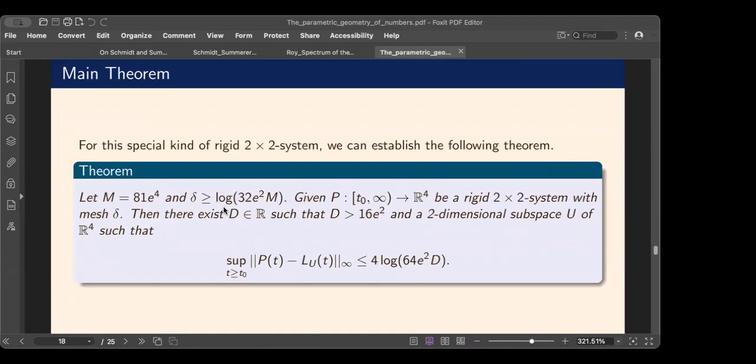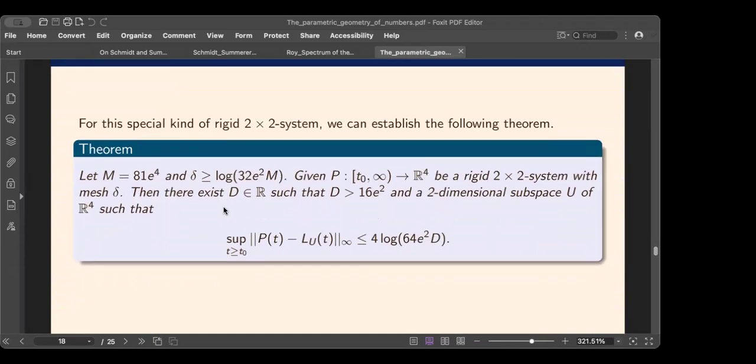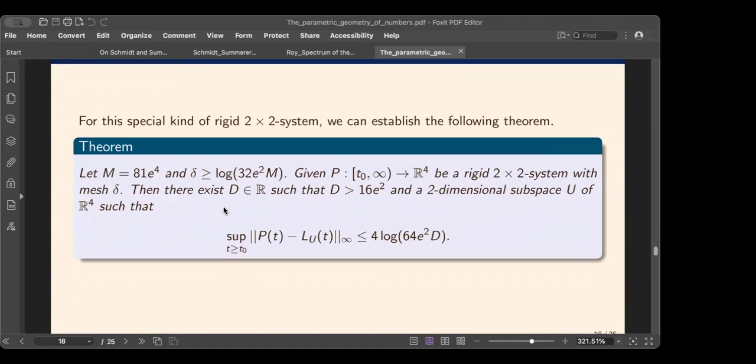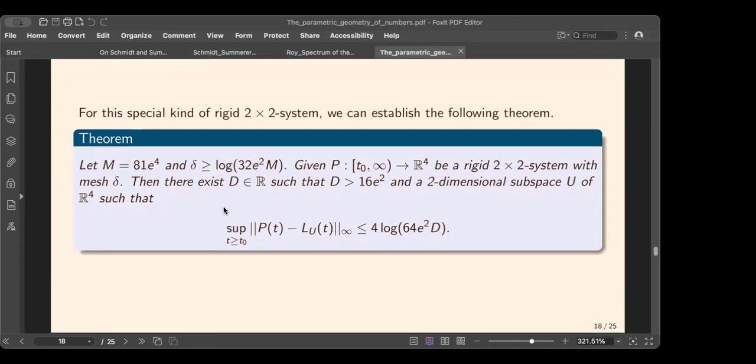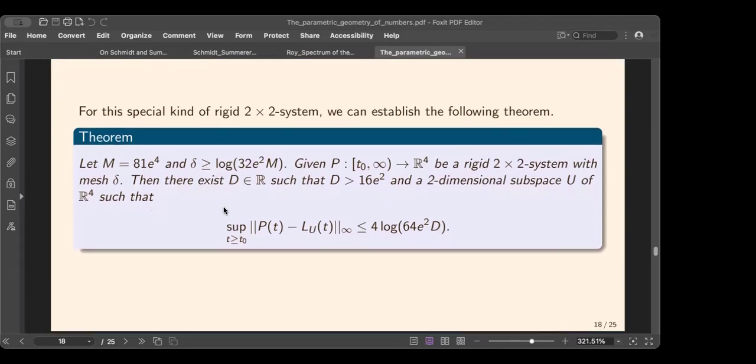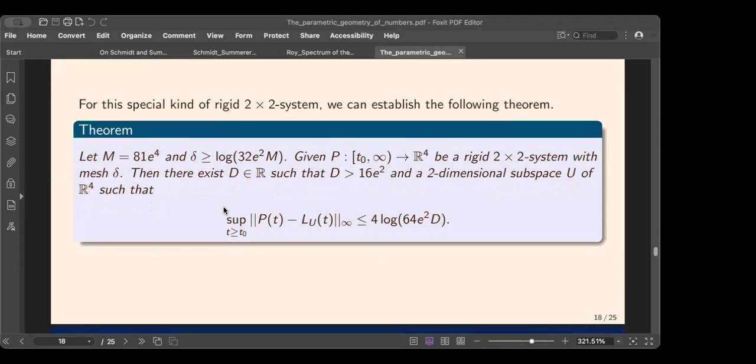Okay, let us continue. So this is the theorem under your additional condition. For a given rigid 2 times 2 system, we can construct a two-dimensional subspace U such that PT minus UT is bounded by this constant. Okay, so the formulation is rather clear.